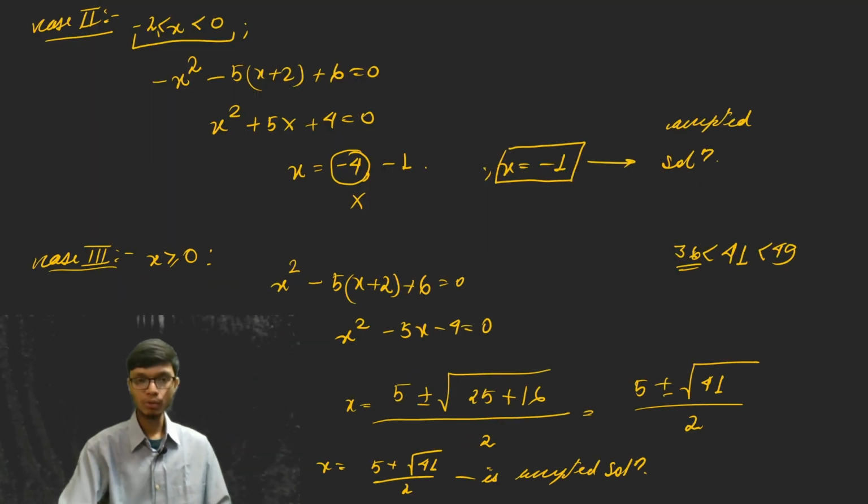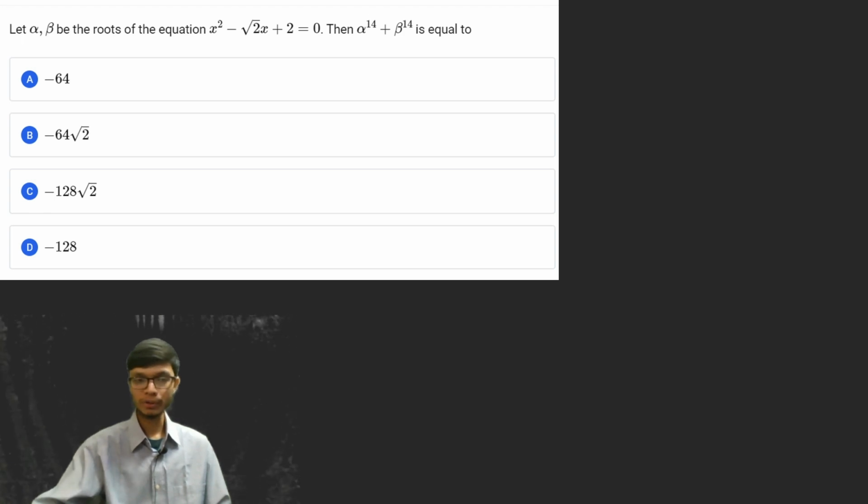Alright, now with this let us move to the next problem, and this is the most important type of problem that gets repeated many number of times in your examinations. So the question is saying that alpha and beta are the roots, meaning the solutions of this particular equation, x square minus root 2 times of x plus 2 is equal to 0. So it has two roots. One root is alpha and the second root is beta.